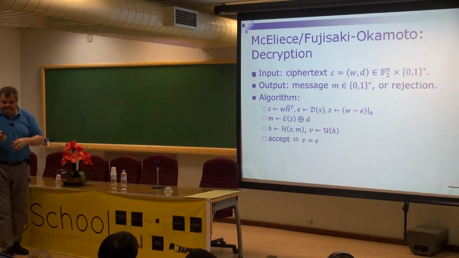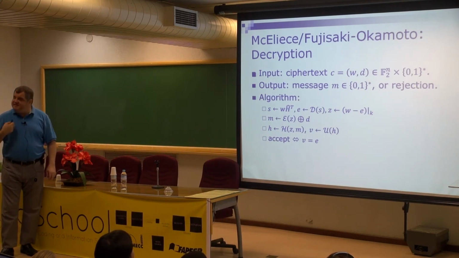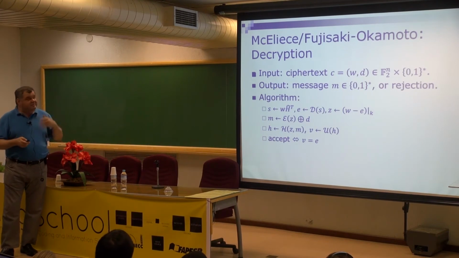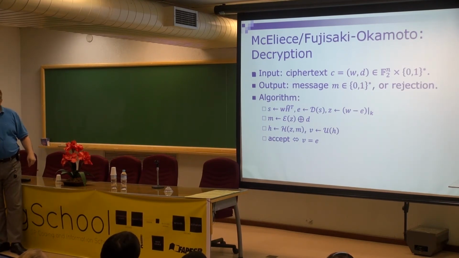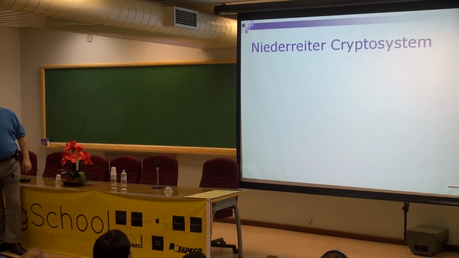Okay? So, and that's it. This is a secure instantiation of McEliece in all aspects, using the Fujisaki-Okamoto transform. There are more efficient ways to do it, but they are much more complicated than this. So let's stick to this. So how about the Niederreiter cryptosystem?